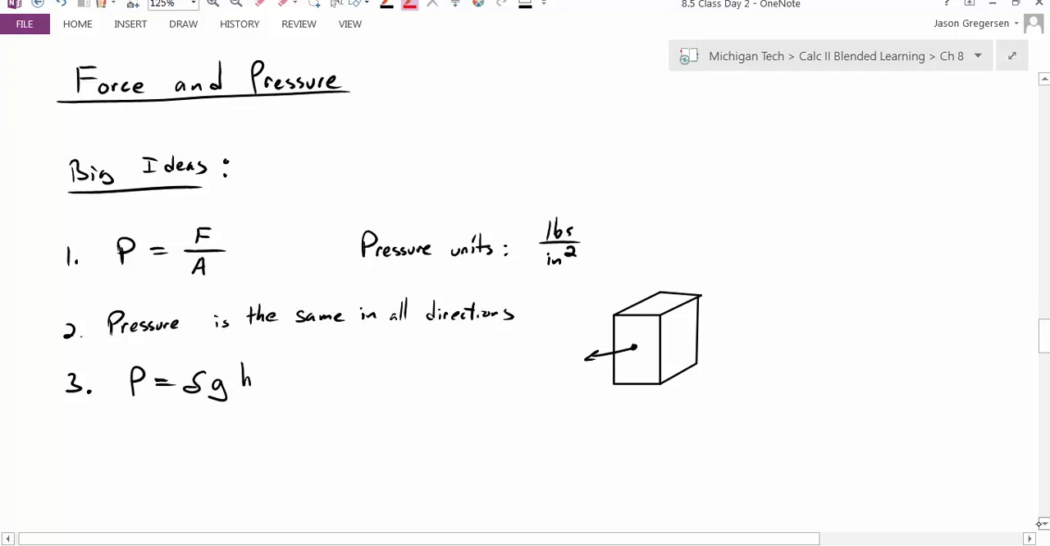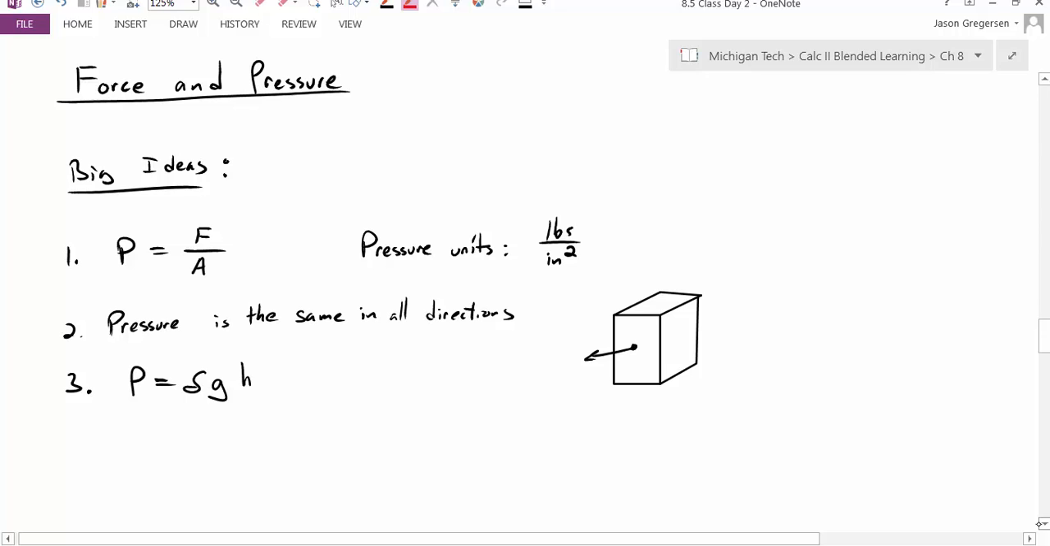All right, so there are some big ideas that we get from physics here, these equations that we're going to need to use to solve these problems. The first one is our formula: pressure equals force divided by area. It's a formula. Like, oh, we have to memorize another formula.